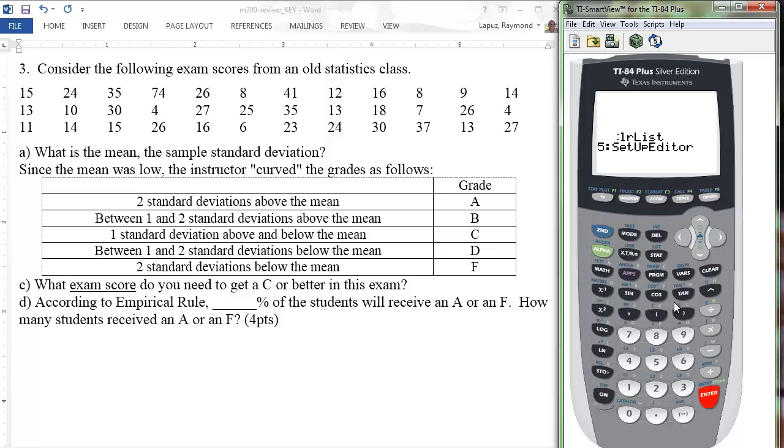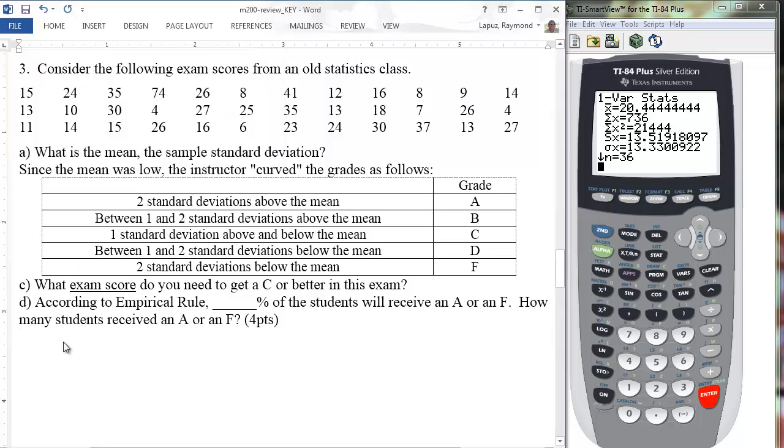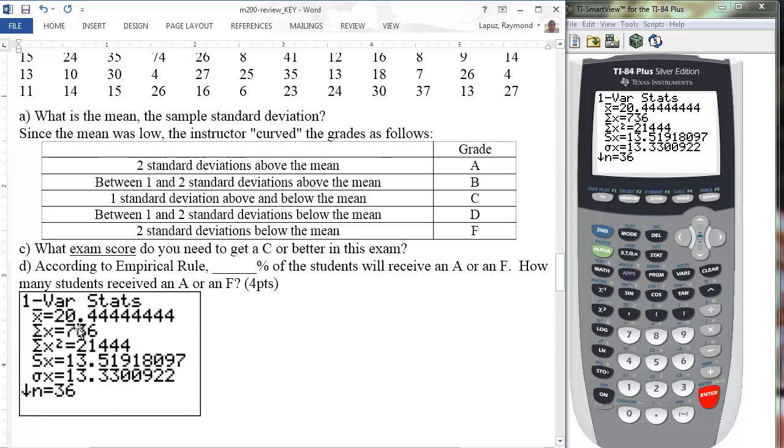As long as your data is already input in your calculator, you can do all kinds of stuff. Here we're going to hit stats and calc. We're going to do one of our stats on L1, and we're going to get everything that we need. For us, we're just looking for the mean and standard deviation, so this should be it.